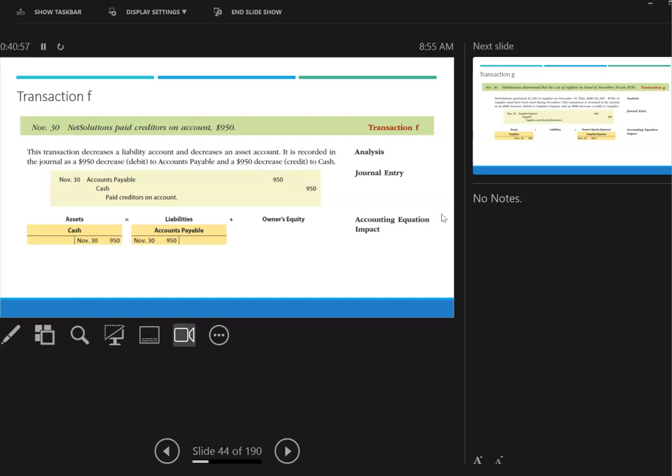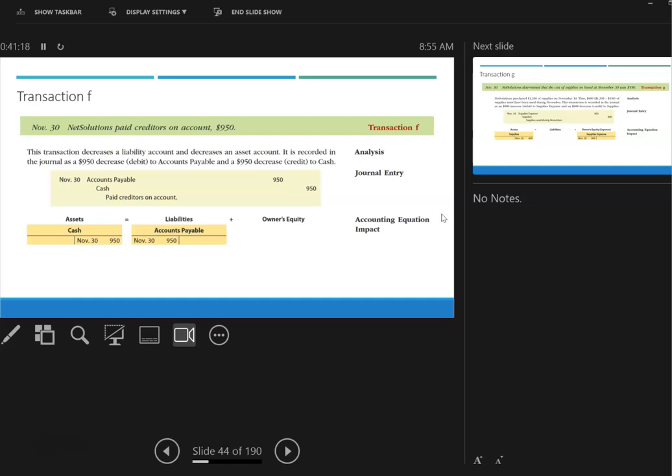Net Solutions paid creditors on account $950. We would debit our liability, accounts payable, because we're reducing it. A normal balance for a liability would be a credit, but when we reduce the liability, we debit it.